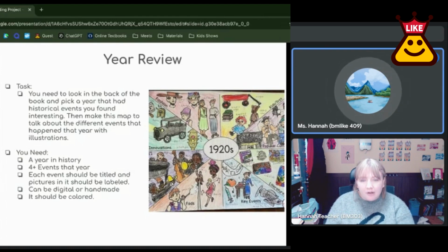And what we're going to do is we're also going to pick a year and put it in the center, just like they have. But then you are going to pick events that happened in that year. You need to have at least 4 of them. You can have more if you want.